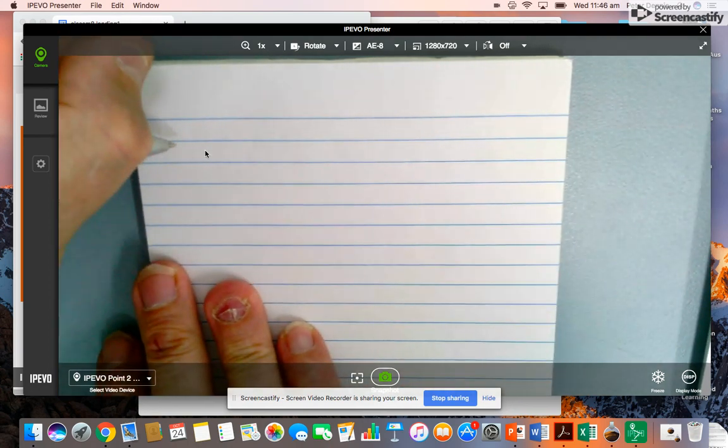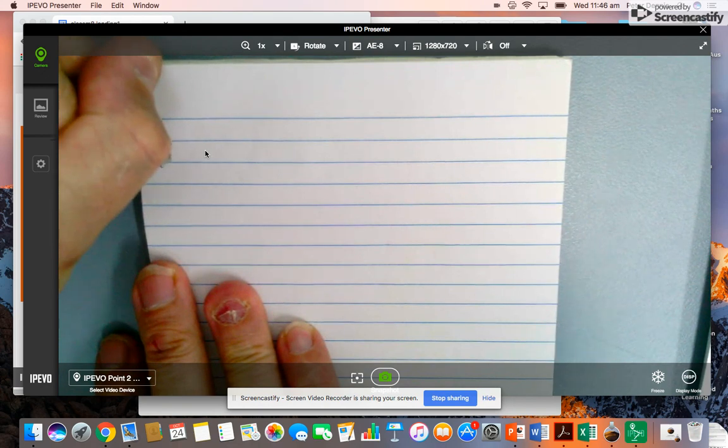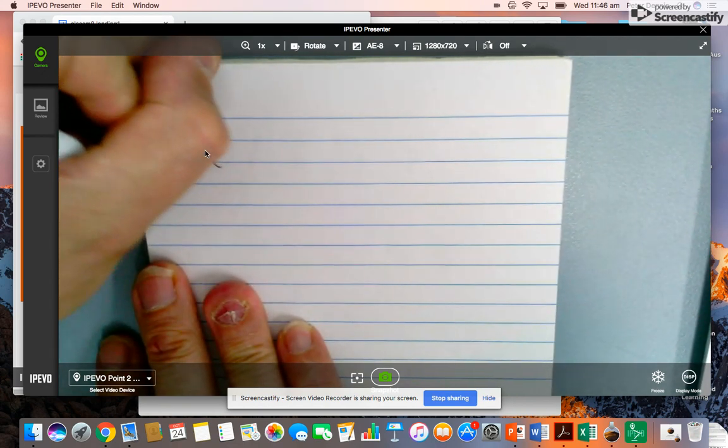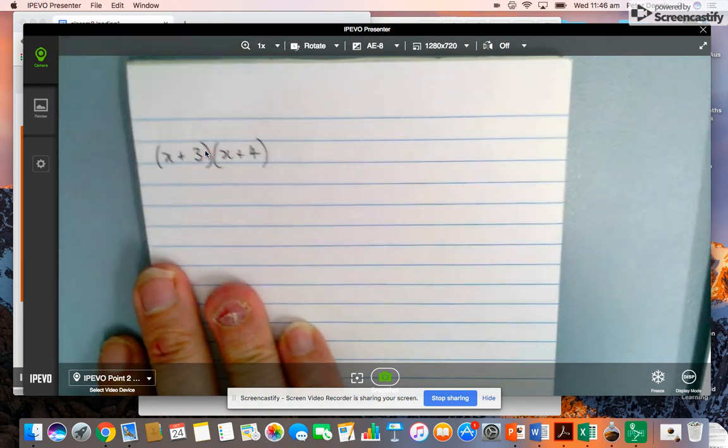Okay, so the first thing we are going to look at the moment is factorising quadratics. And what we'll go back to is expanding quadratics first, or expanding brackets. Let's suppose we have x plus 3 and x plus 4, and we're expanding that.